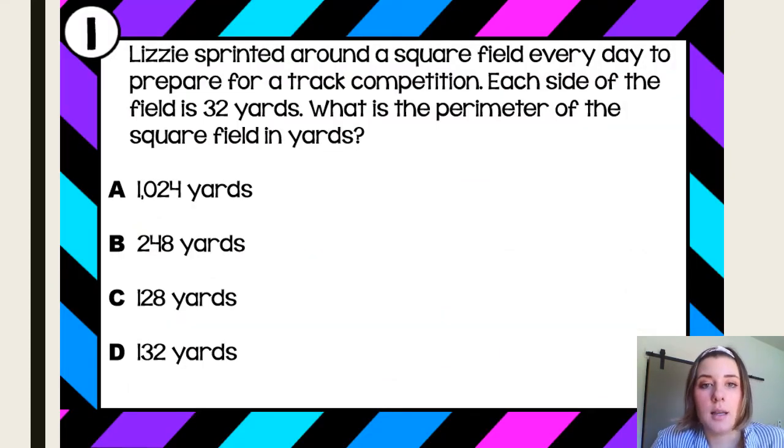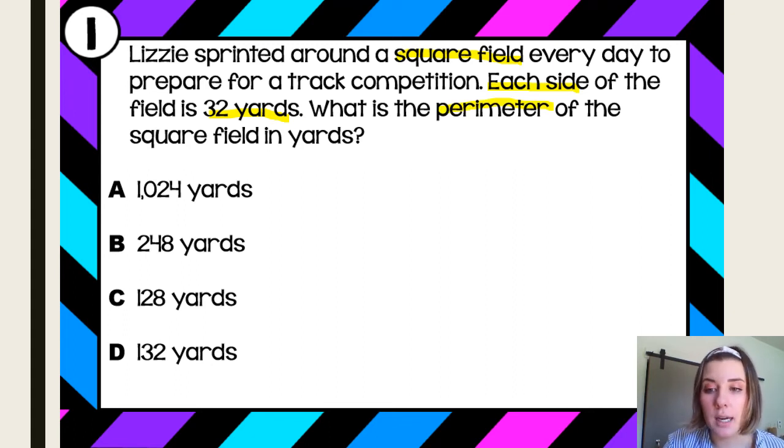All right. Lizzie sprinted around a square field every day to prepare for a track competition. Each side of the field is 32 yards. What is the perimeter of the field in yards? All right, important information. A square field, that's really important. Each side, keyword, is 32 yards. What is the perimeter of the square field?